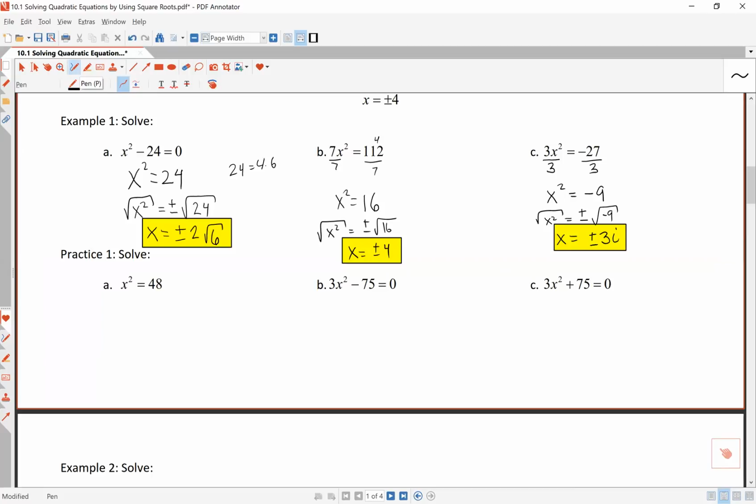This leads us to 3 practice problems for you to try. I encourage you to press pause on your video and work these out, and come back when you're ready to see the solution.